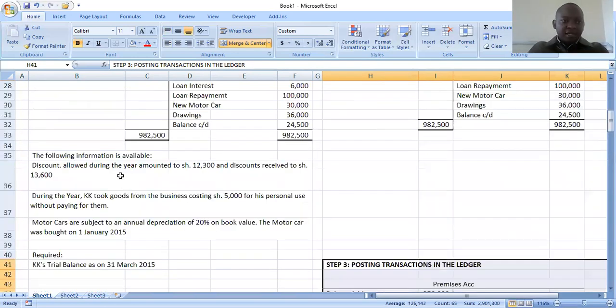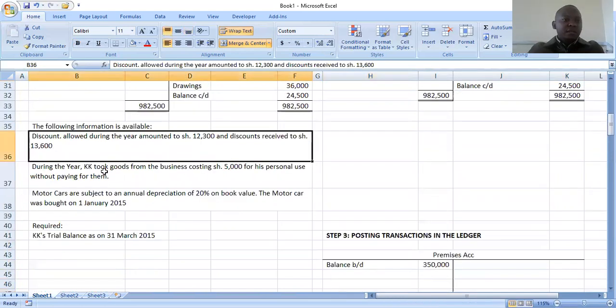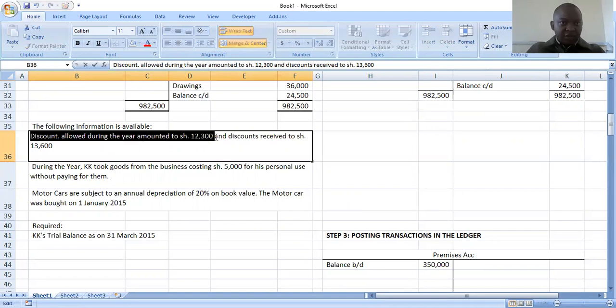So next we adjust. The first adjustment as highlighted there is that discount allowed during the year amounted to 12,300 shillings, and discount received amounted to 13,600. So what happens with discounts? A discount is an expense. A discount allowed is given to the customers of the business, and it's an expense to the business. So you give them a discount.